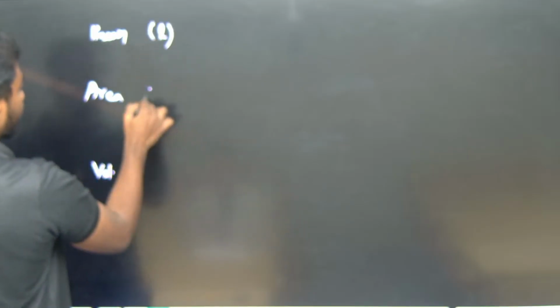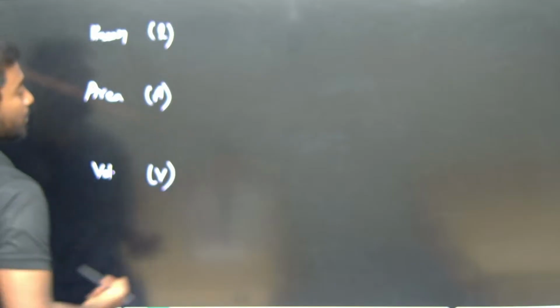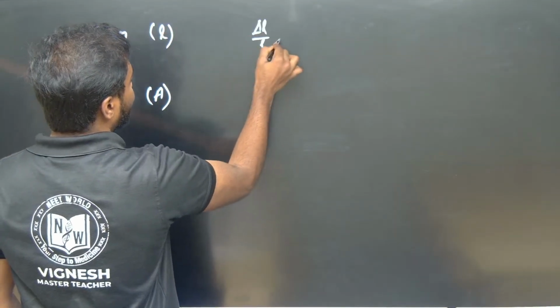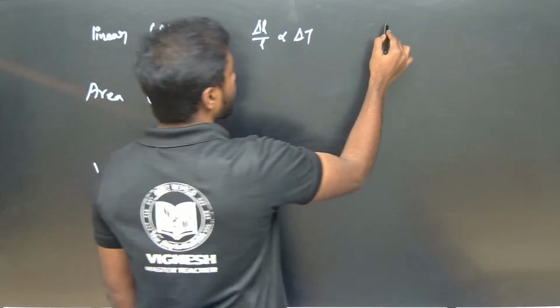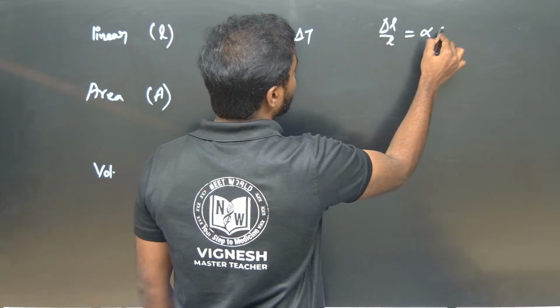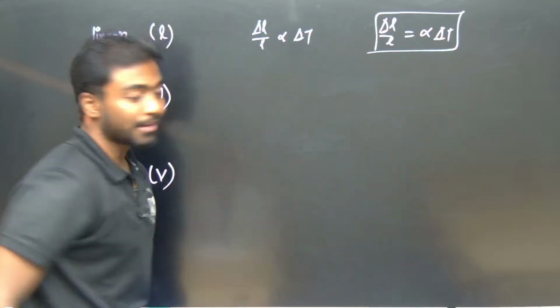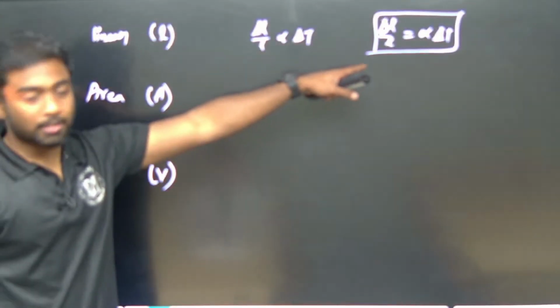So three things: linear due to length, areal due to area A, and volume V. Delta L by L is directly proportional to delta T. To remove the proportionality, we are adding a constant called alpha. So delta L by L equals alpha delta T. This is the formula for linear expansion. What is alpha? It is the coefficient of linear expansion, and it depends upon the material. Due to the material, it will change.